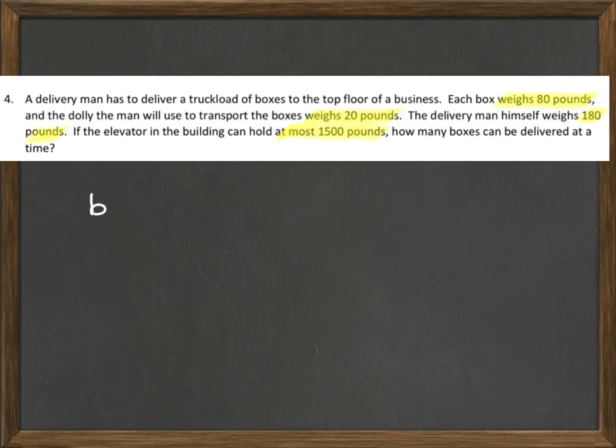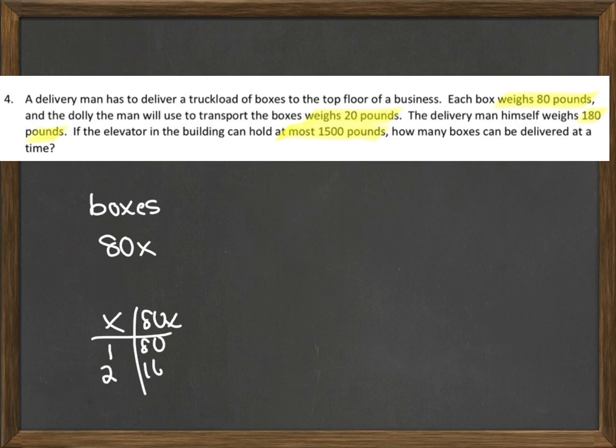So first of all, we have the boxes, right? So the variable is the number of boxes. We know that we have 80 pounds per box, and x is the number of boxes. That makes sense because, for example, if we have one box, then it's going to be 80 pounds. If we have two boxes, that means it's going to be 160 pounds, and so on. So that's where we got 80x.